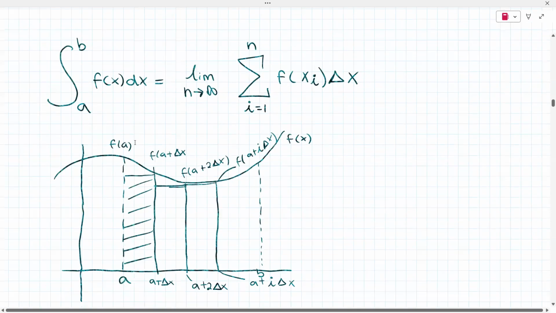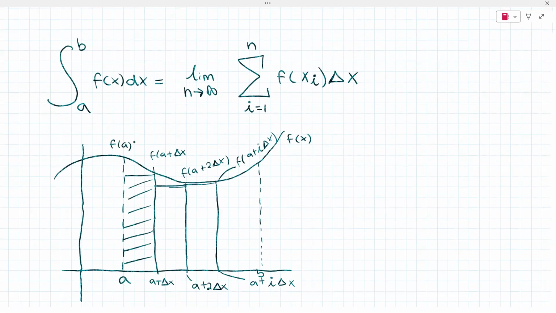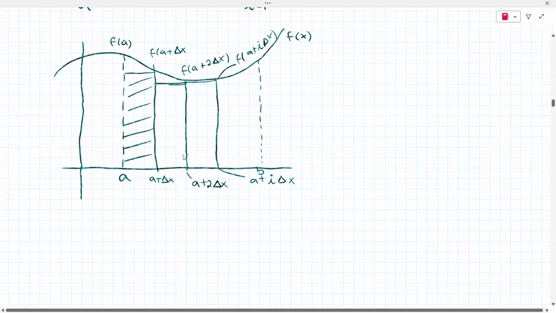So if you look at a curve and you're going from a to b, this is exactly what you're doing. Your delta x is the width, and then your f of x sub i is the height. So over here, your height would be f of a, and then your width would be delta x. So this all will make sense when we go over the rules.